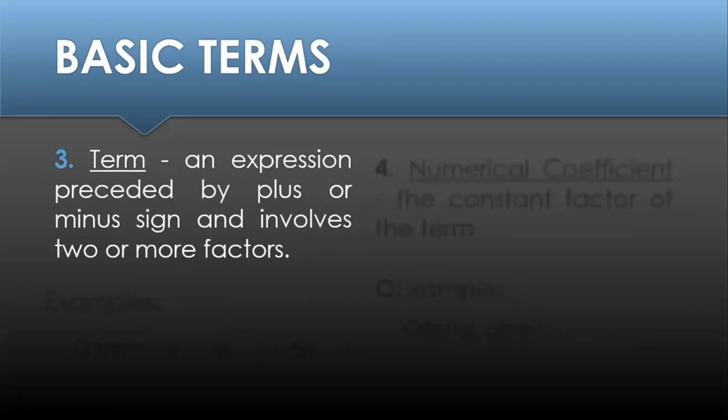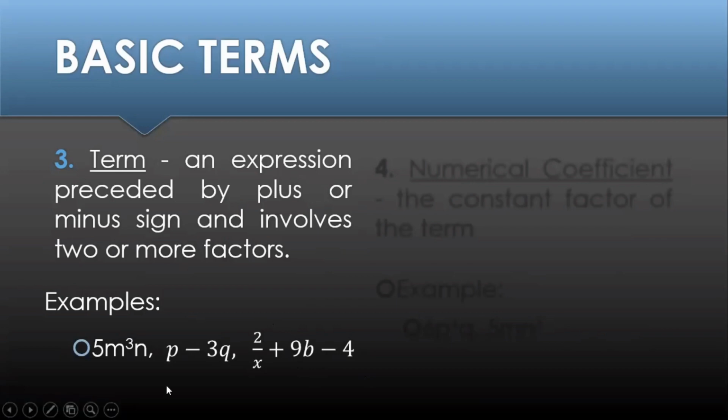Term is an expression preceded by a plus or minus sign and involves two or more factors. Examples, 5m cubed n, p minus 3q, and 2 over x plus 9b minus 4. 5m cubed n here is only a single term, while the expression p minus 3q here has two terms. First term is p and the second term is 3q.